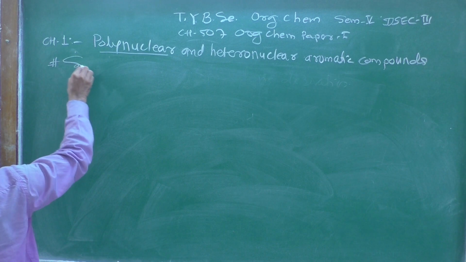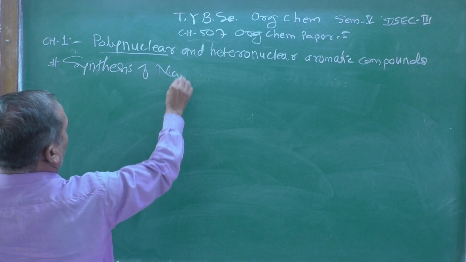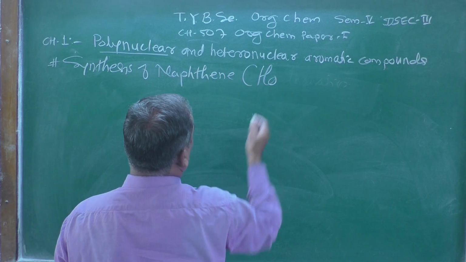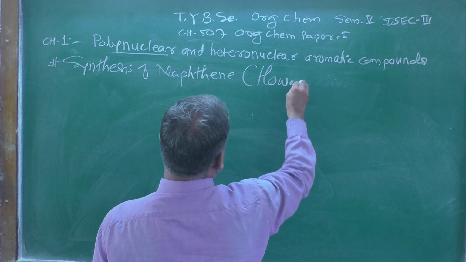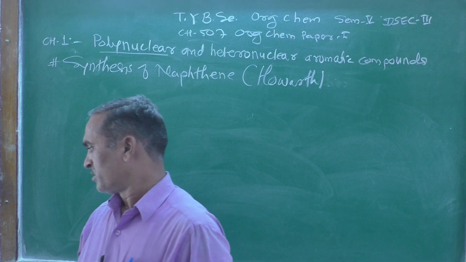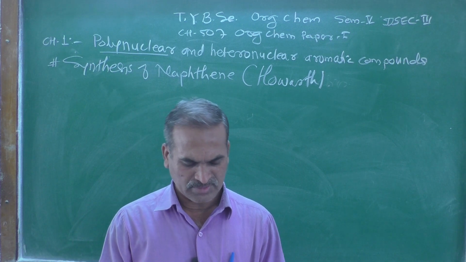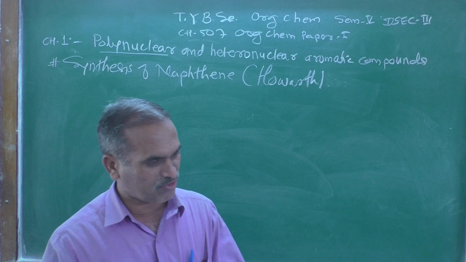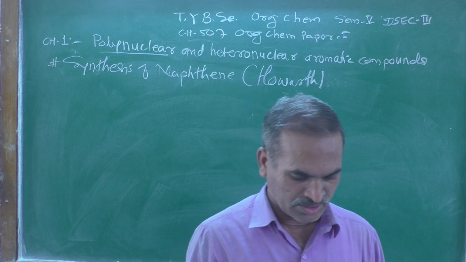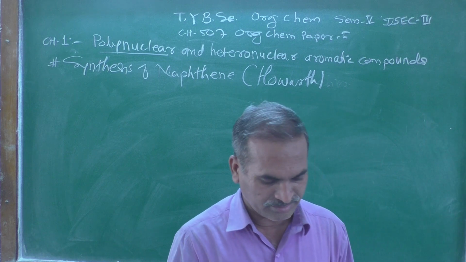Let's say here, synthesis of naphthalene by Haworth process, or you can say Haworth synthesis of naphthalene. There are different ways for the preparation of naphthalene by Haworth process. So how is naphthalene prepared in the laboratory?